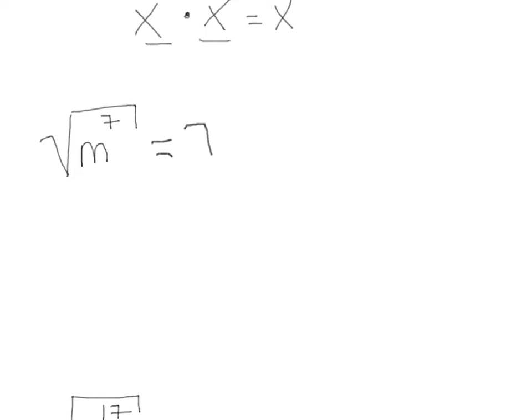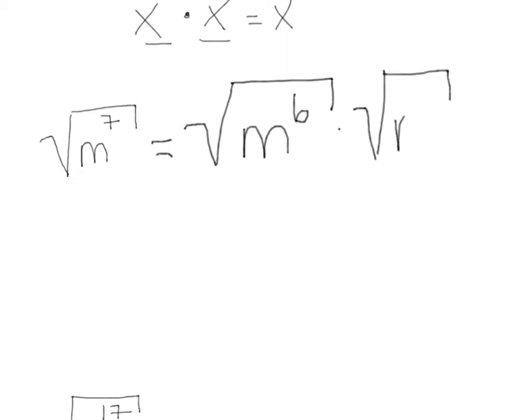So my biggest perfect square that goes into m to the power of 7 is going to be m to the power of 6. Okay, well, m to the power of 6 times m will give me m to the power of 7. So using my product property, I can break m to the power of 7 up like that. Okay, so m to the power of 6 is the biggest perfect square that goes into m to the power of 7 because it is the biggest even exponent that goes into 7.